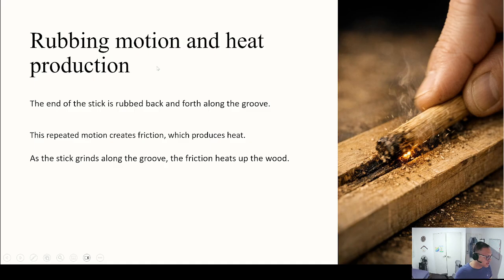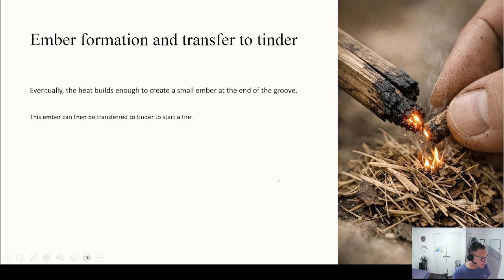Okay. Rubbing motion and heat production. So when the end of the stick is rubbed back and forth along this groove, this repeated motion creates friction, which creates heat, and then ember is produced, which you can put in a tinder bundle. Like this is the tinder bundle being ignited now, and then you can use it to generate a bigger fire. Okay.